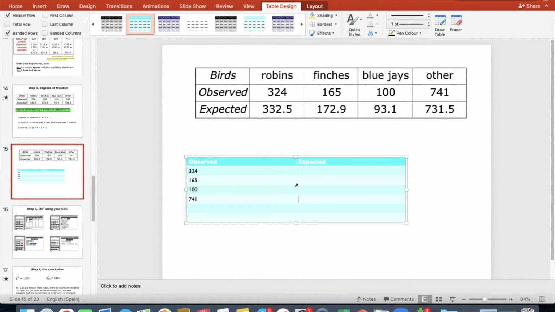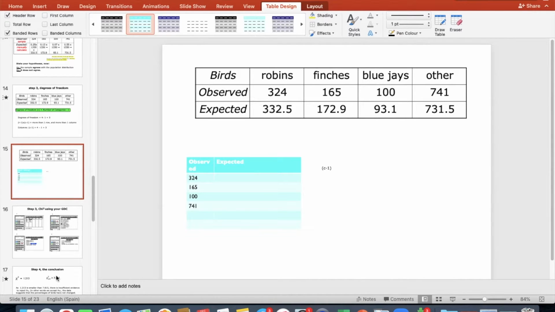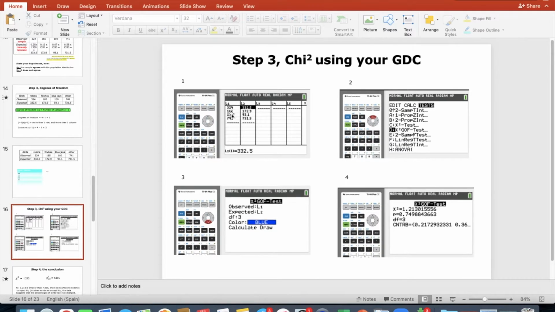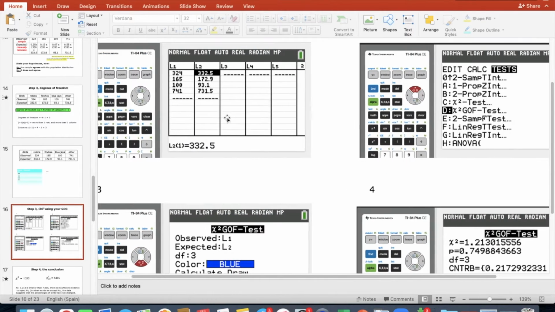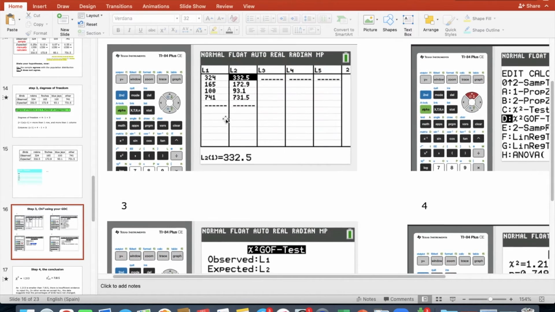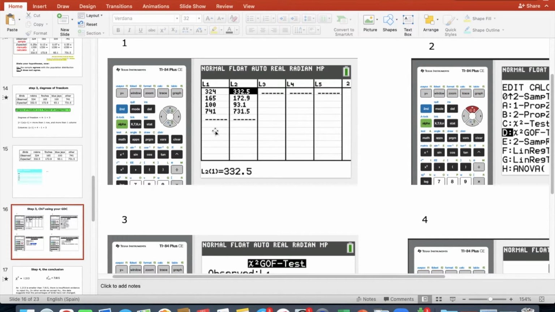This data you then need to enter into the stat menu part of your calculator. We've done this plenty of times before, so I'm not going to go over it on the calculator. What you need to get up is the stats part of your calculator. So if you can pause the video and have a think about what we need to press on our calculator.